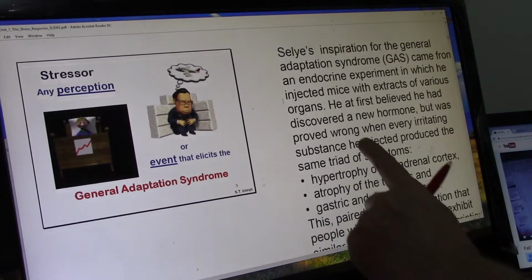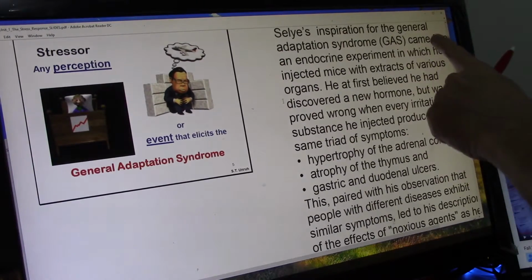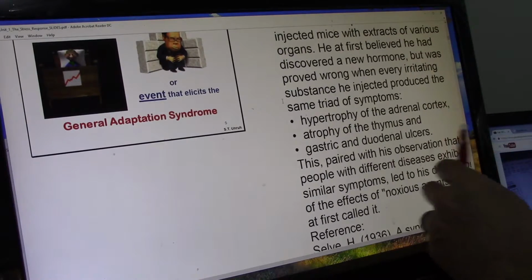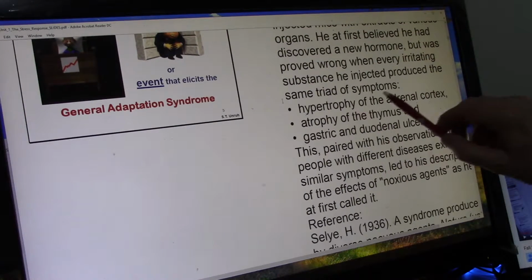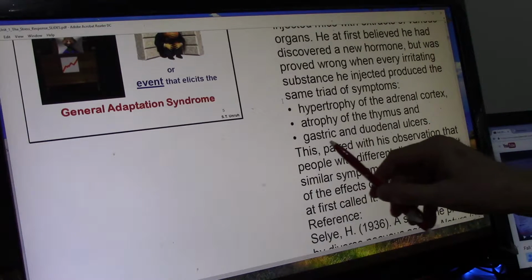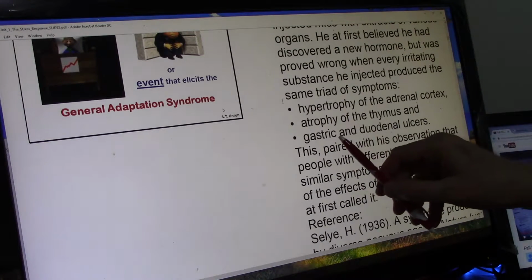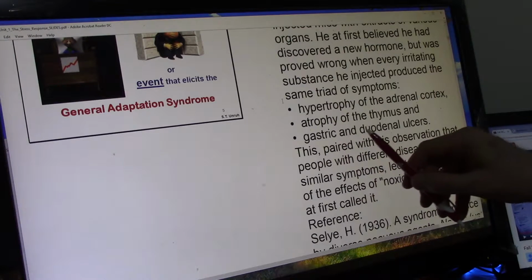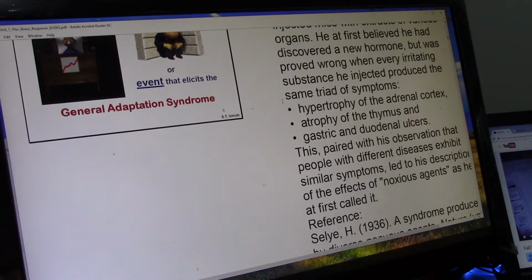Now, Dr. Selye came up with what's called the GAS, or the General Adaptation Syndrome, and he discovered that there are three symptoms that are almost universal in the animal kingdom. One is that if somebody is under stress all the time, the adrenal cortex is going to be hypertrophied or enlarged. The thymus gland, which is a very important gland in the immune system, will shrink. You can imagine what that does to your immune system. And then also we see an increase in ulcers of the stomach and the duodenum in the small intestine. So we see these three symptoms over and over.